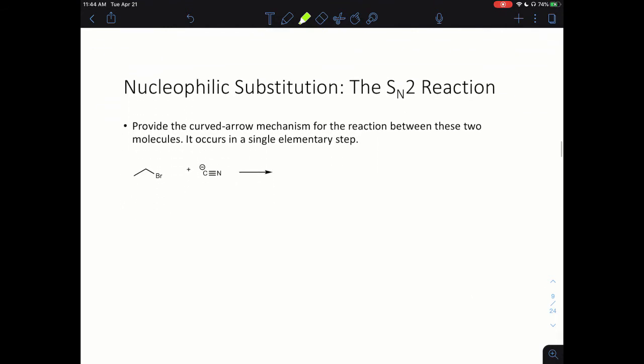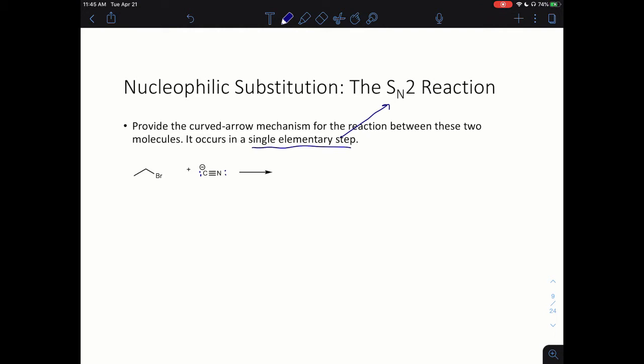So we've actually already discussed the SN2, and so I would like for you to go ahead and pause and provide the curved arrow mechanism for the reaction between these two molecules. It occurs in a single elementary step, one that we've already discussed, called the SN2.